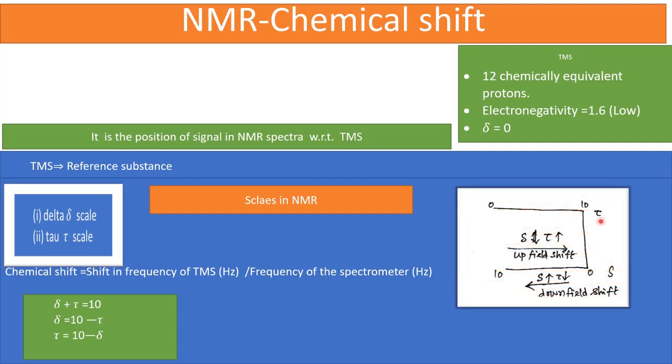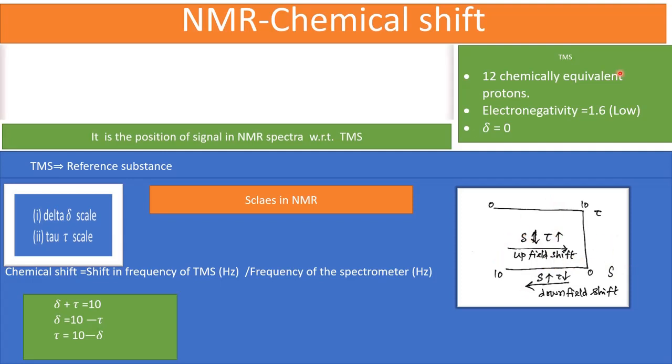Now consider a typical spectrum. Here various signals are obtained. 0 is the origin. The delta value is 0 for TMS, and going to the left-hand side, the delta value increases, that is, the downfield shift increases. In the case of tau, 10 is for TMS, and from the left the tau value increases, and here the upfield shift is noticed. So it is a typical form of the spectrum.